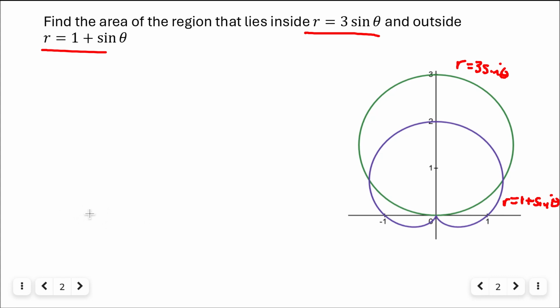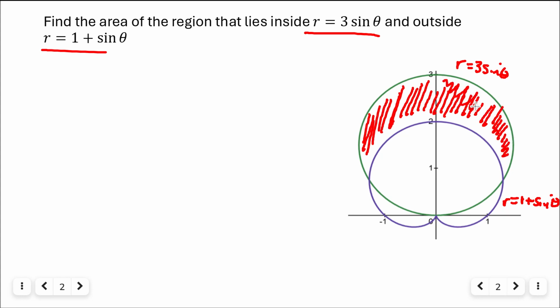All right. Now, I want to find the area of the region that lies inside this circle graph in green, and outside of this graph here that's in purple. So the area inside the one and outside the other would be this area here. So this is the area that I want to find. Okay, the area of this region. Now the question is, how do I do that?